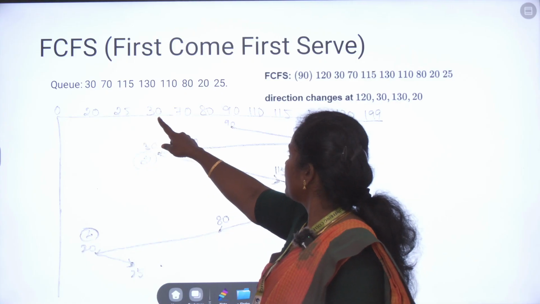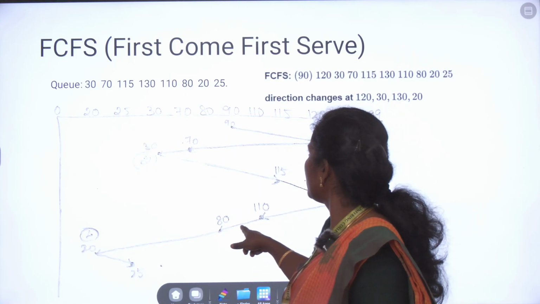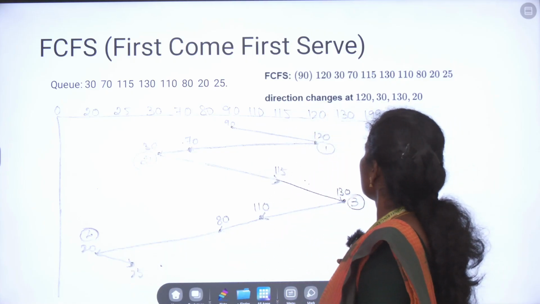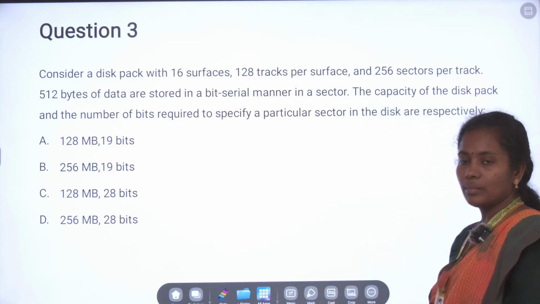30, and then 70, and then 115, and then 130, next 110, 80, 20, 25. It will change the direction 3 times. Next, see question number 3.